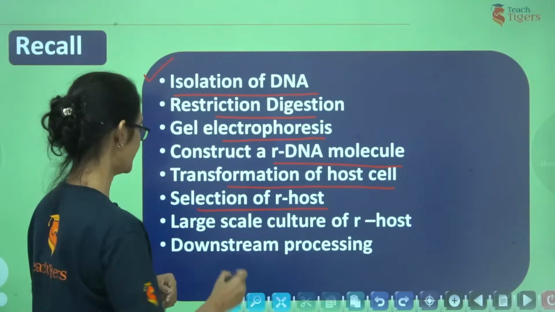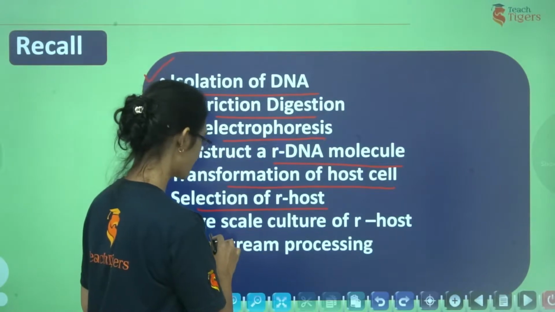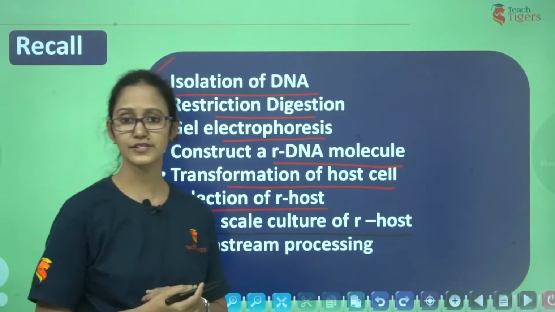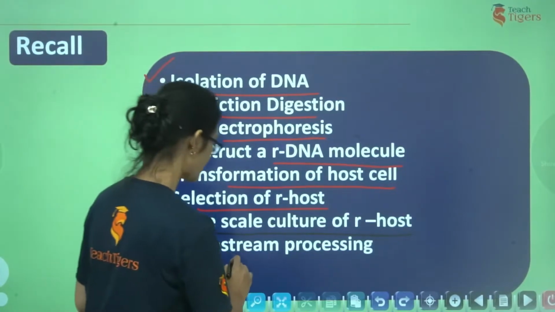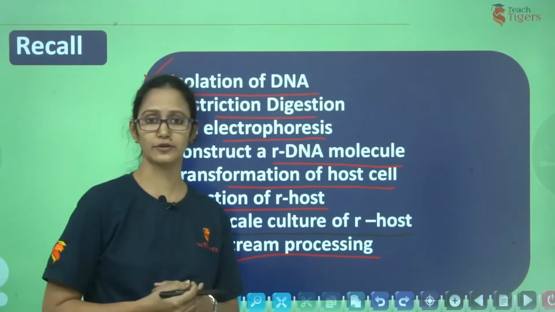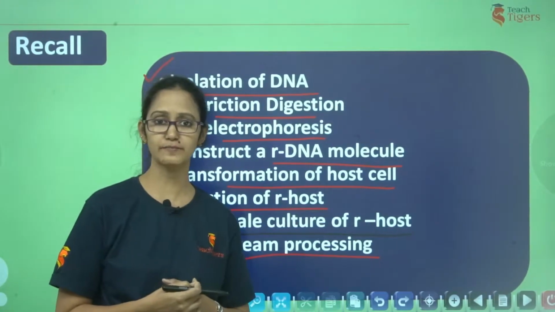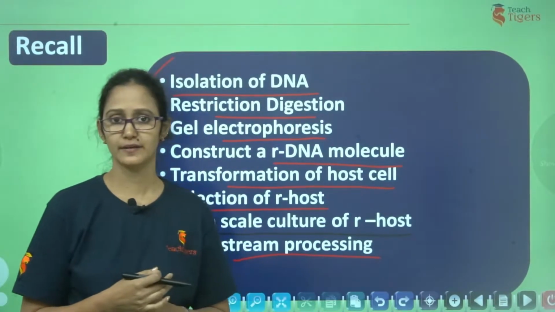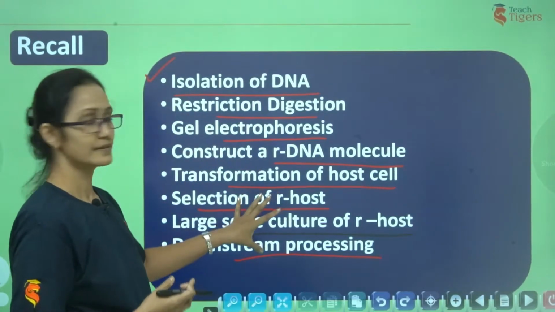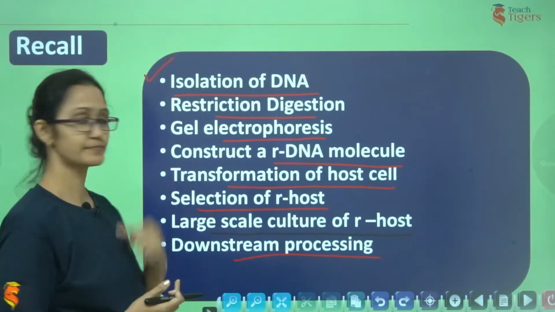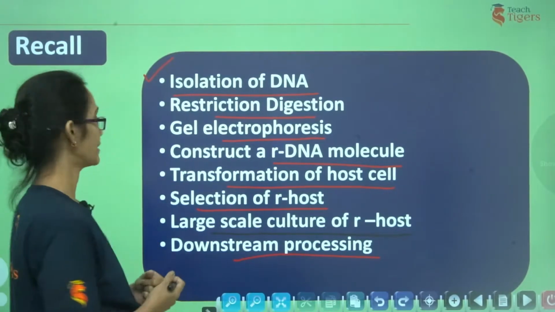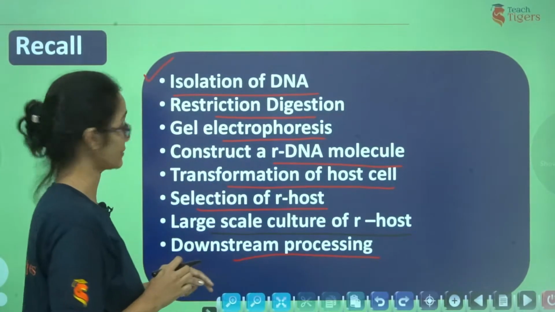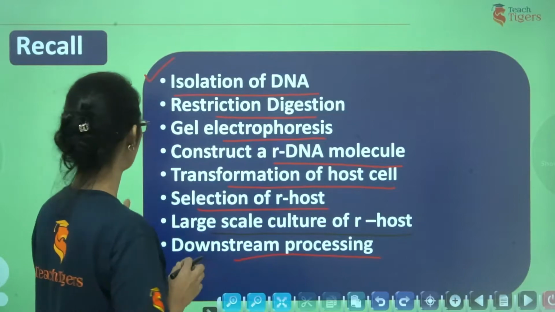Once that process is done, we have the recombinant host, which should be cultivated or cultured on a large scale so that we can get the desired product. The process by which we collect or harvest the product is called downstream processing. So my dear friends, this is the roadmap that is involved in designing and culturing the product and getting the biotechnological product. Now here, let us look into the first step. Our class today is focusing on the very first step of biotechnology, that is isolation of DNA.